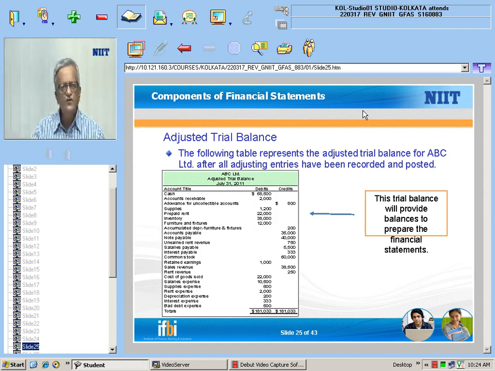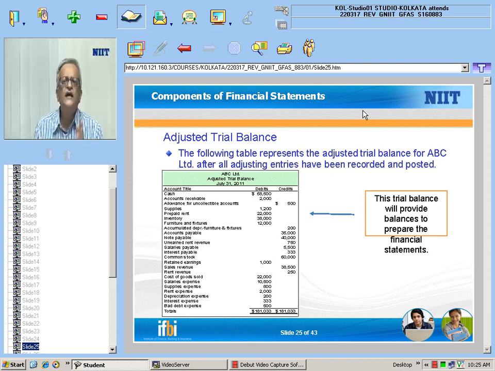Number of items are there, not one or two. You write down in your book what are the items that you can see. Please go through the adjusted trial balance and tell me what are the new items that you can see.